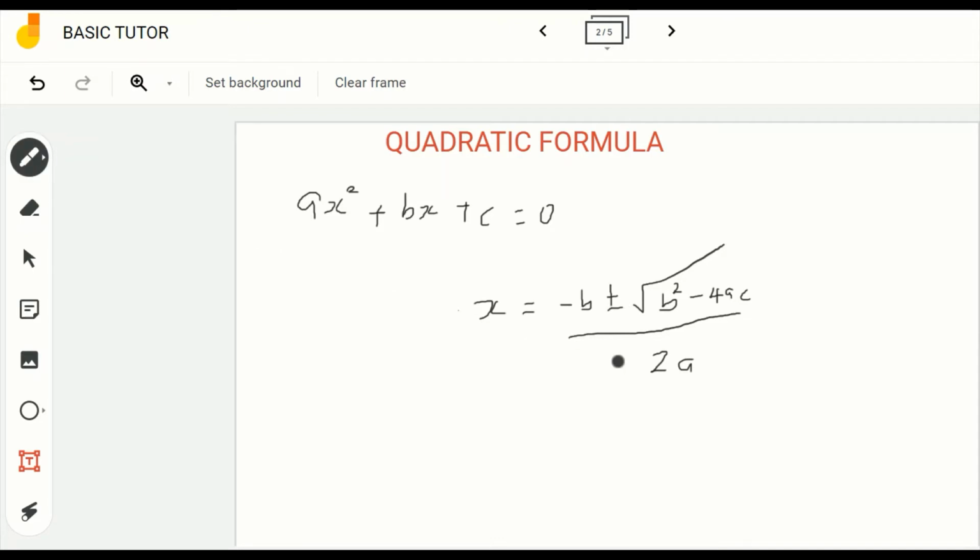Now, the a stands for the coefficient of x squared, the b stands for the coefficient of x, and the c is the constant without the x. So this means that a, b, and c in this formula represent the coefficients of x squared, x, and the constant respectively, and these coefficients are numbers. So we shall be using this formula to solve a quadratic equation.